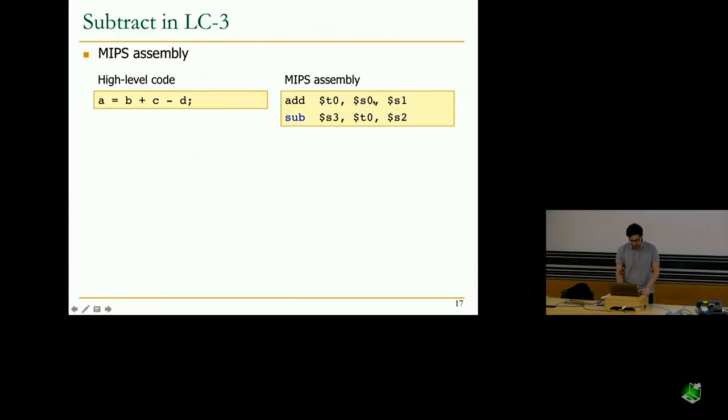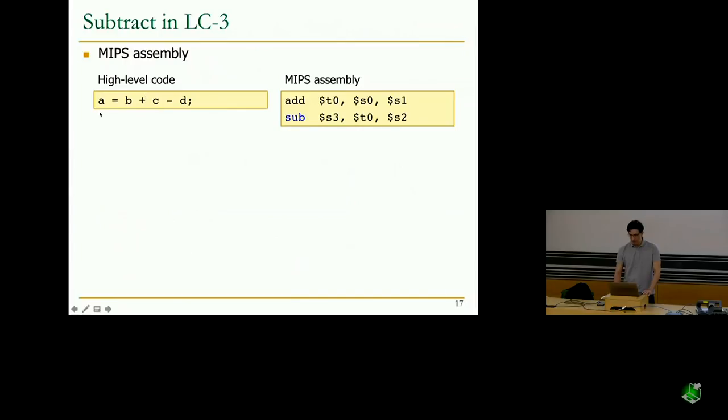Here, let's say that S0 is B, S1 is C, and S2 is D. So observe that we have two operations here. Because we have two operations, we have two MIPS assembly instructions. The first one is for the addition, the second one is for the subtraction. And finally, the result will be in S3 that corresponds to A.